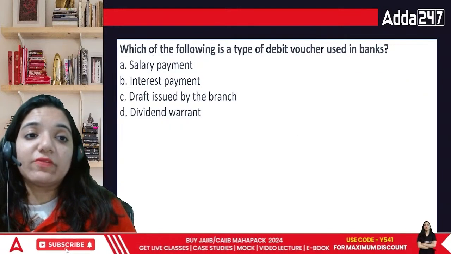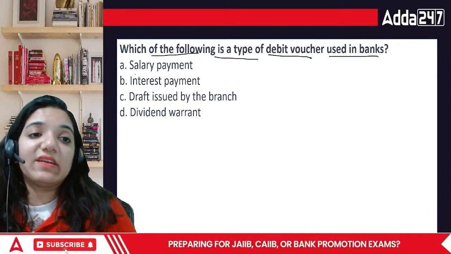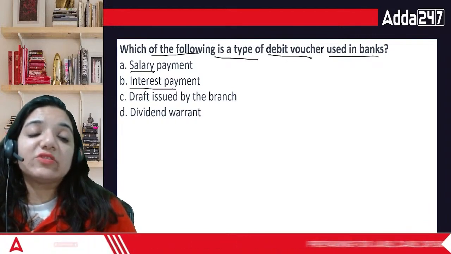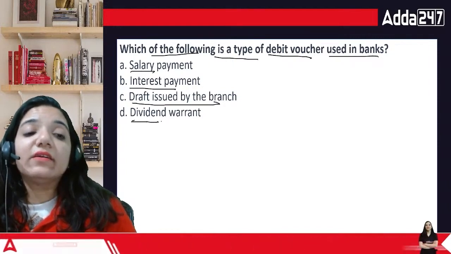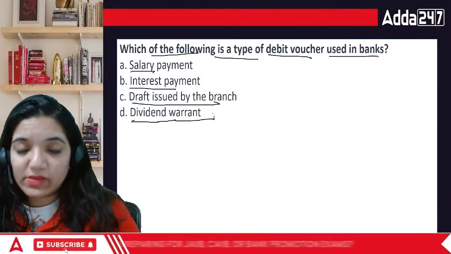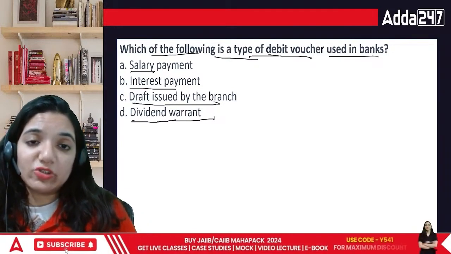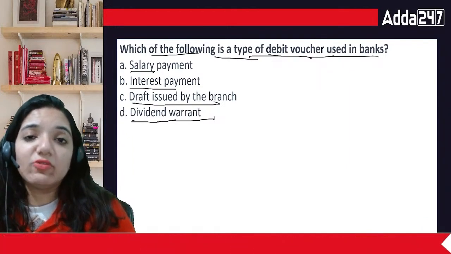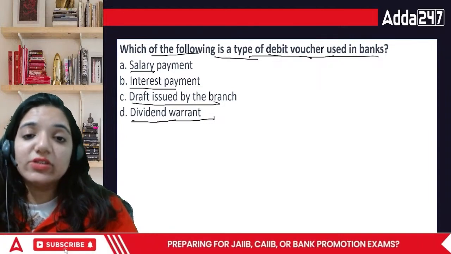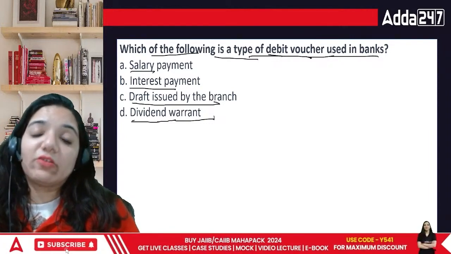Now comes the question: which of the following is a type of debit voucher used in the banks? Salary payment, interest payment, draft issued by the branch, and dividend warrant. What would be the answer in this case, everyone? Which of the following is a type of debit voucher? Anything where you will always find there's a reduction in the value of that particular account. Only that would be a part of it.